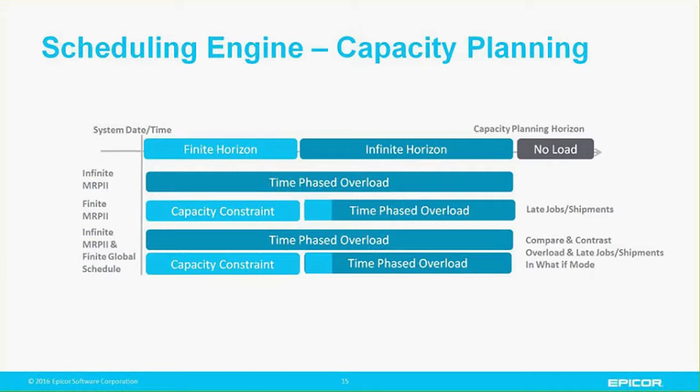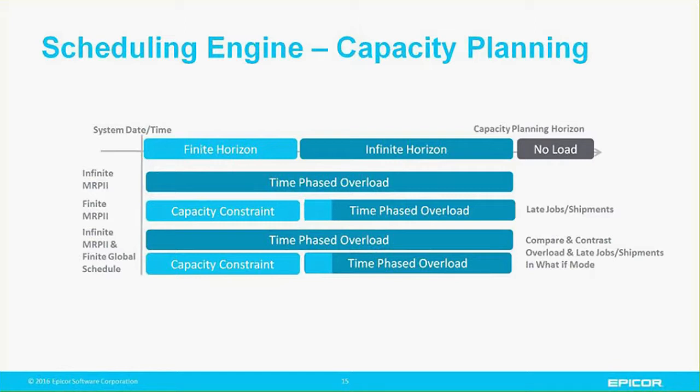then scheduling will be bound by the capacity constraints defined for a resource within its finite horizon. As a result, operations will be pushed out to ensure that capacity is not overloaded, which will result in later jobs and delayed shipments to customers.